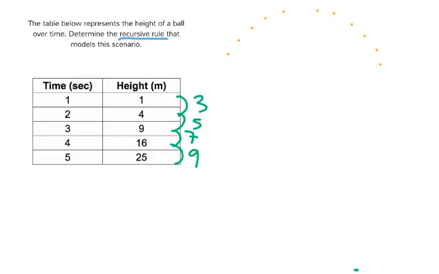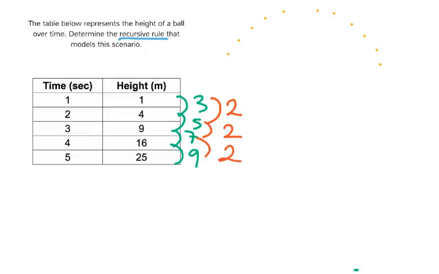Now we can see these differences aren't all common. So we're going to take the second difference, the difference of the differences. The difference between 3 and 5 is 2. The difference between 5 and 7 is 2. And the difference between 7 and 9 is 2.